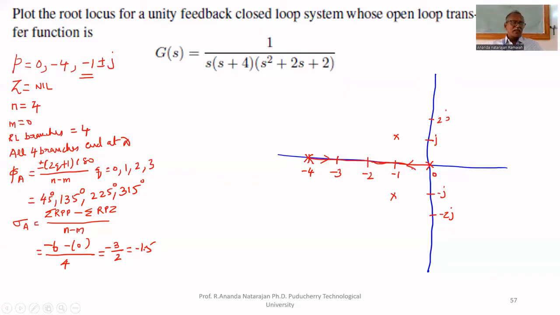But this moves towards the right, this moves towards left. Therefore, definitely there will be a breakaway point. We have to find the breakaway point.